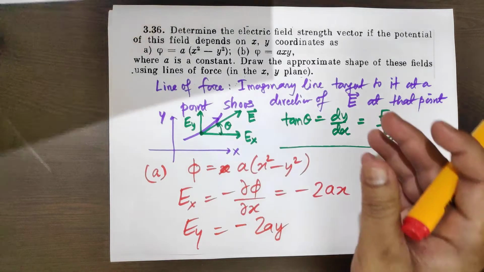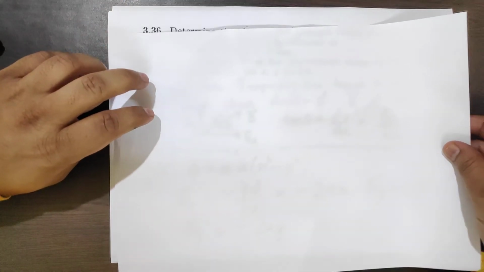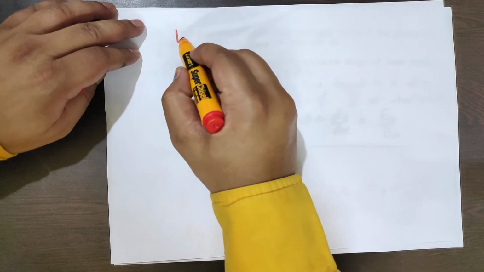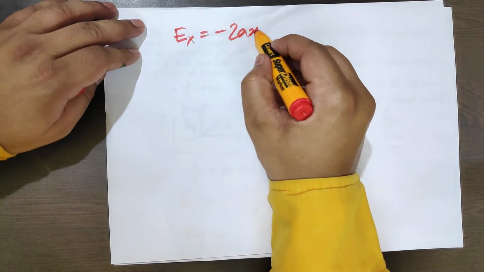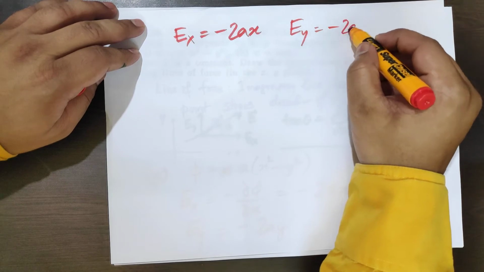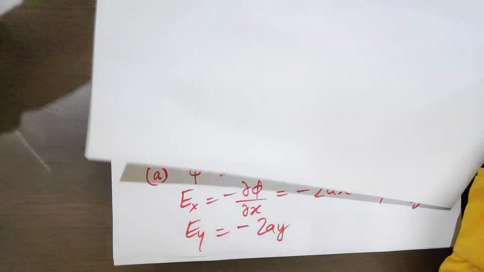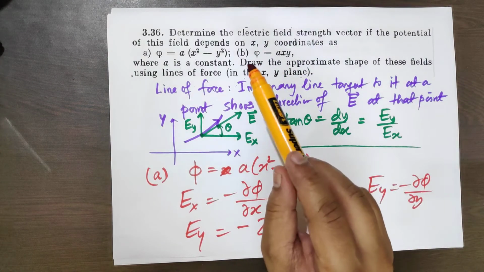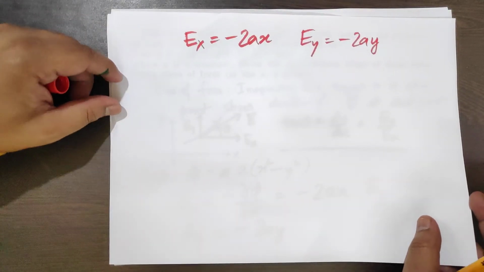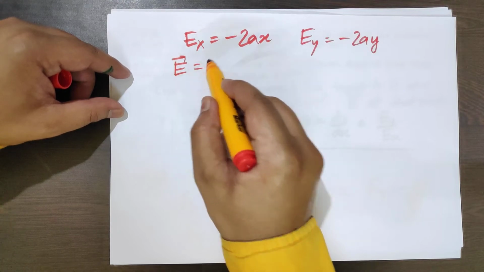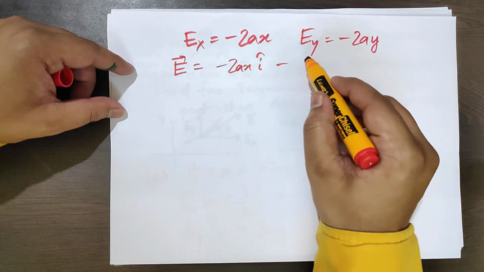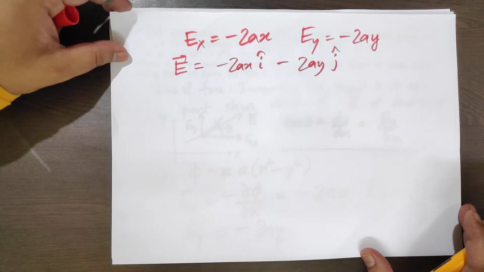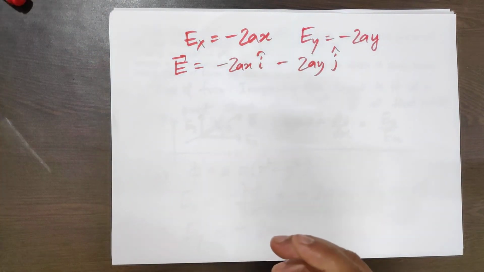So now in a fresh page we will find out. First I'll put it down again. We have got Ex equal to minus 2ax and Ey equal to minus 2ay, right? Let's see what was asked in the problem. Part A. Okay, so this is the E vector, you can write the E vector like this, equal to minus 2ax i cap plus 2ay j cap. Okay, and now our job is to show the lines of force, by the slope.